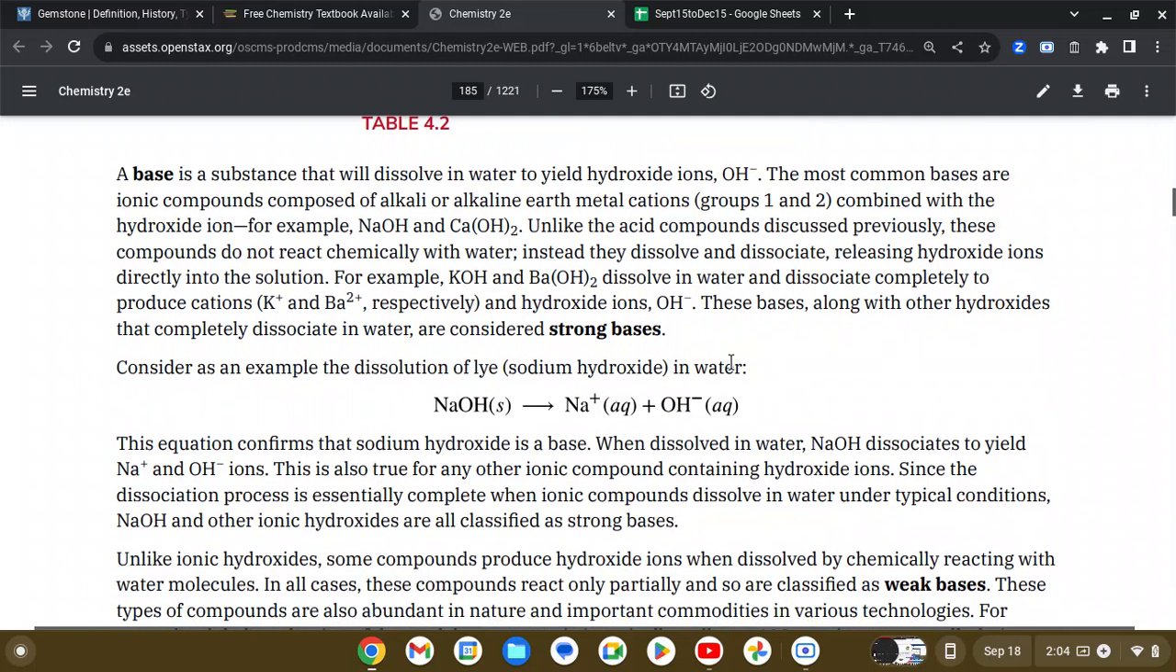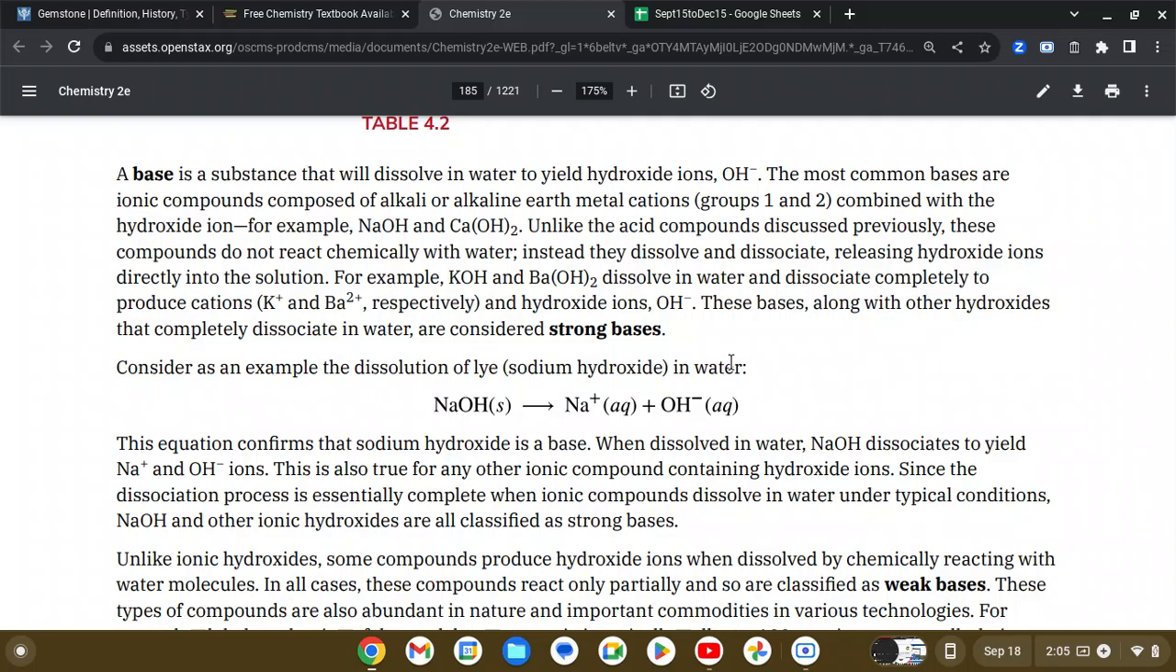A base is a substance that will dissolve in water to yield hydroxide ions. The most common bases are ionic compounds composed of alkali or alkaline earth metal cations combined with the hydroxide ion, for example. There they are. Unlike the acid compounds discussed previously, these compounds do not react chemically with water. Instead, they dissolve and dissociate, releasing hydroxide ions directly into the solution. For example, NaOH and Ba(OH)2 dissolve in water and dissociate completely to produce cations, sodium and barium respectively, and hydroxide ions. These bases, along with other hydroxides that completely dissociate in water, are considered strong bases.